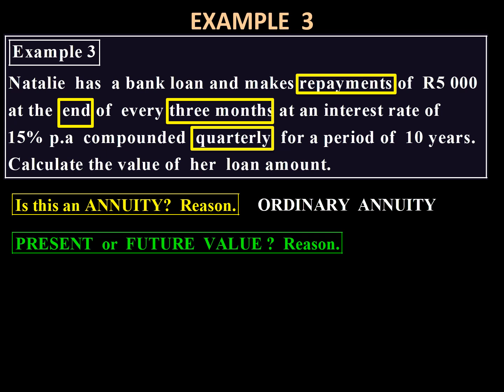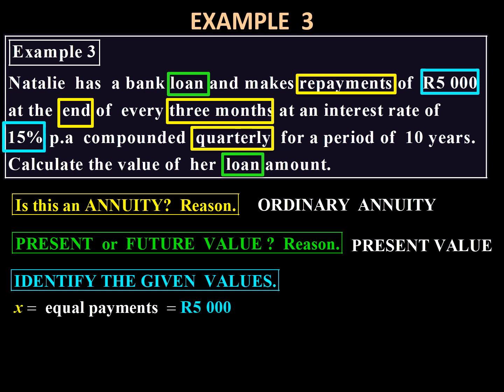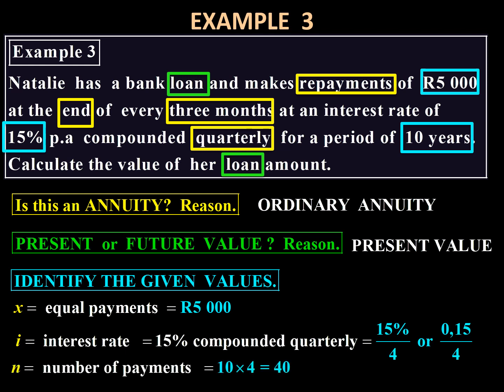Is it a future or a present value? There should be some clue there. Yes, it is a present value, because a loan, you take the loan out now, right? So that's a present value. Again, they emphasize loan, so we'll have to use our present value. What are the values here? It's the 5,000. And what value is that? That's the X value. And the 15%, that is the interest rate. But quarterly, be careful. So it's 15% divided by 4. N, that's 10. But because it's quarterly, it's 10 times 4, which is 40.